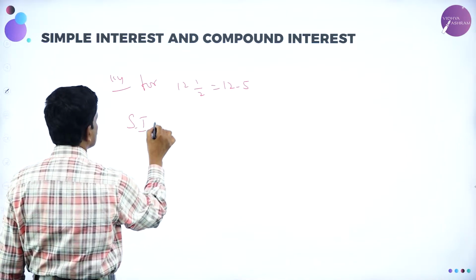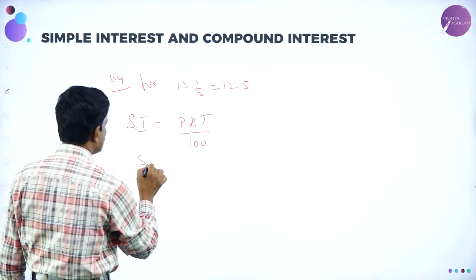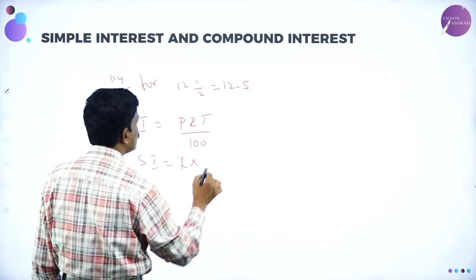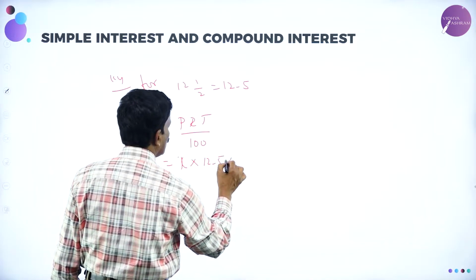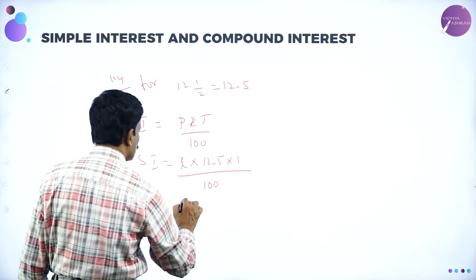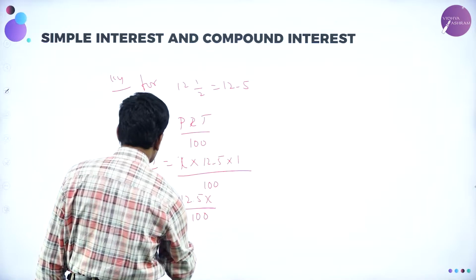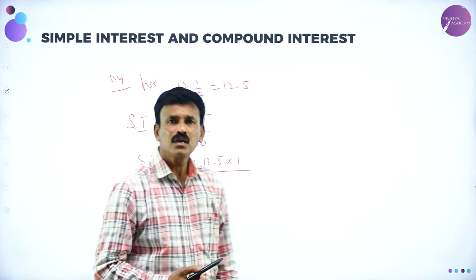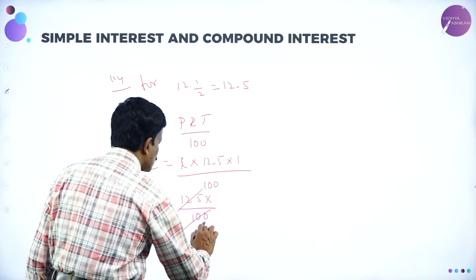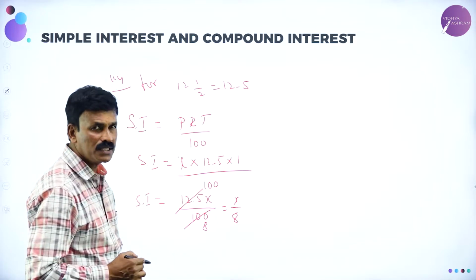The simple interest is equal to PRT over 100. So simple interest is equal to principal X into rate of interest 12.5% and the time taken is 1, divided by 100. So this is equal to 12.5 times X divided by 100 is the simple interest. Now if you simplify this, 12.5 by 100 is divisible by 8 times. So this is equal to X by 8, right?